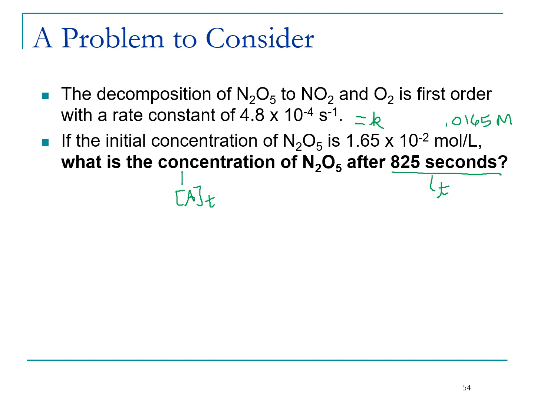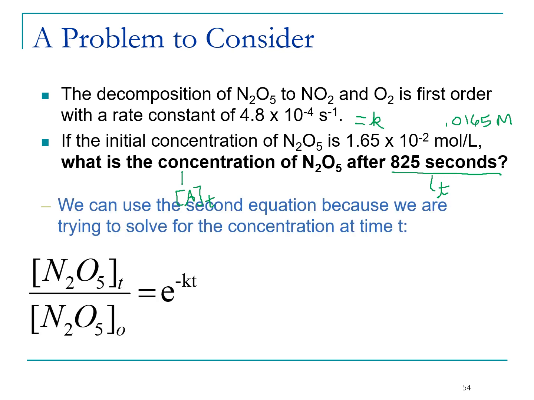So if you heard what I said on the previous slide, the easiest equation probably to use, if you already know T, is to use the equation that has E in it. So let's look at that equation. Yep, so it's this equation. So the concentration at time T divided by the concentration at time 0 equals E to the negative KT. And do be careful, don't lose that negative sign.